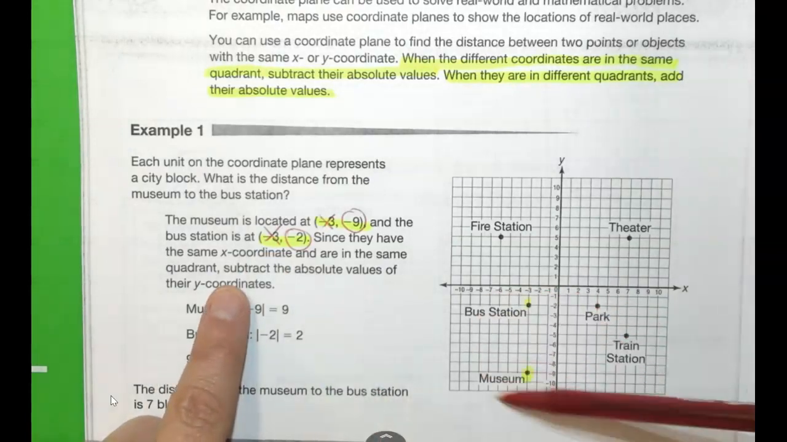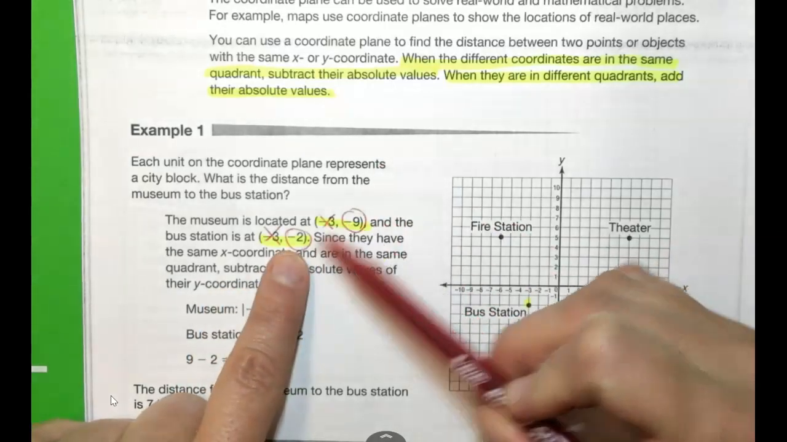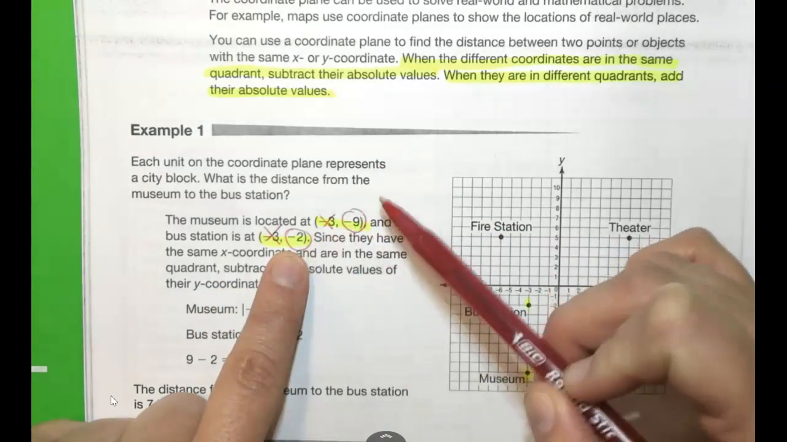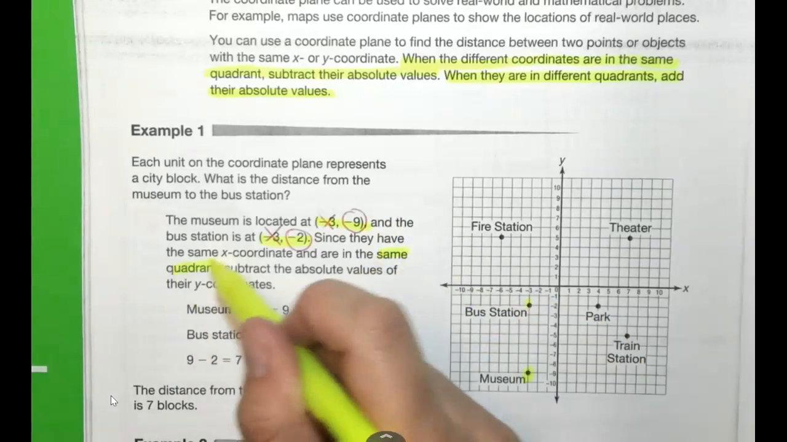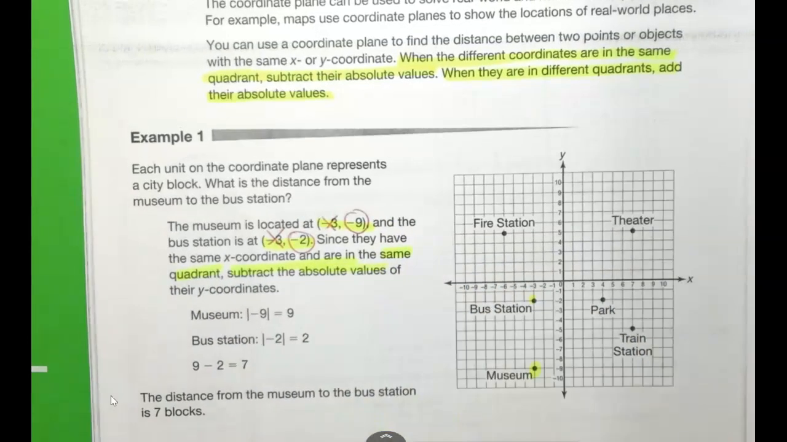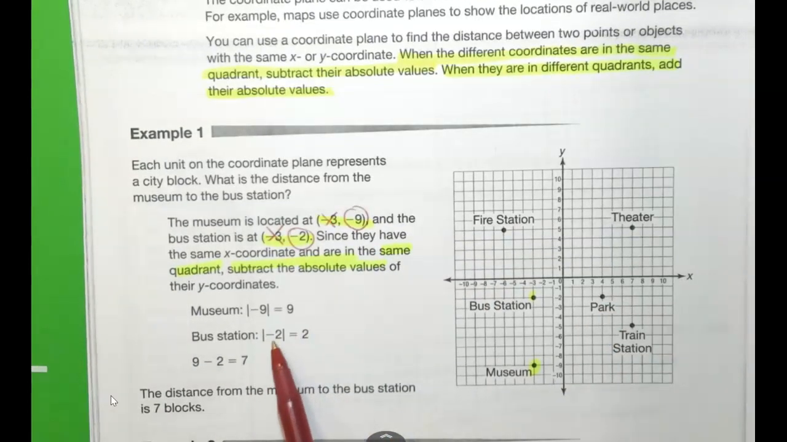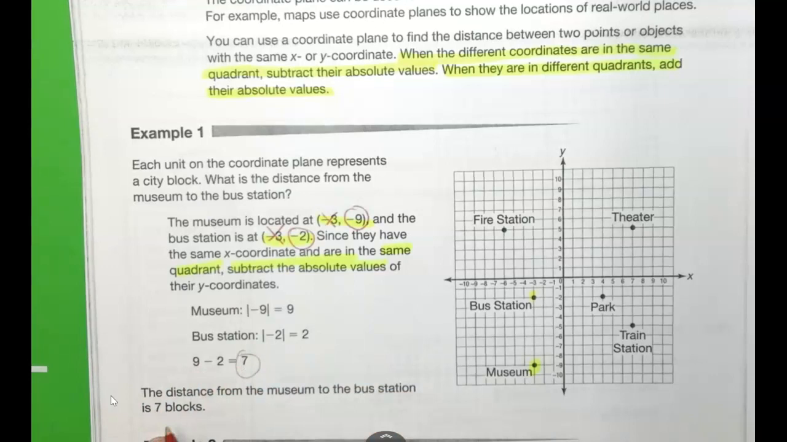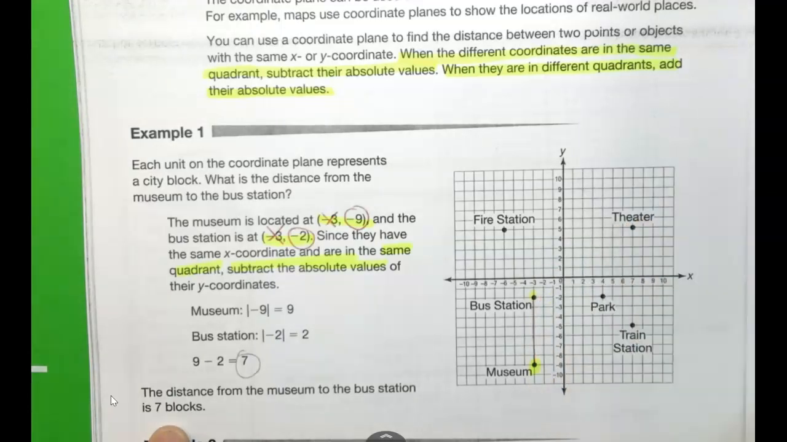Now we look at that and we say, oh, they're in the same quadrant. And I would know because they're both negative. Both y coordinates are negatives, -9 and -2. So because they are in the same quadrant, we're going to have to subtract their absolute values. The absolute value of -9 is 9, and the absolute value of -2 is 2. So 9 minus 2 equals 7. The distance from the museum to the bus station is 7 blocks. And we can check that: 1, 2, 3, 4, 5, 6, 7.